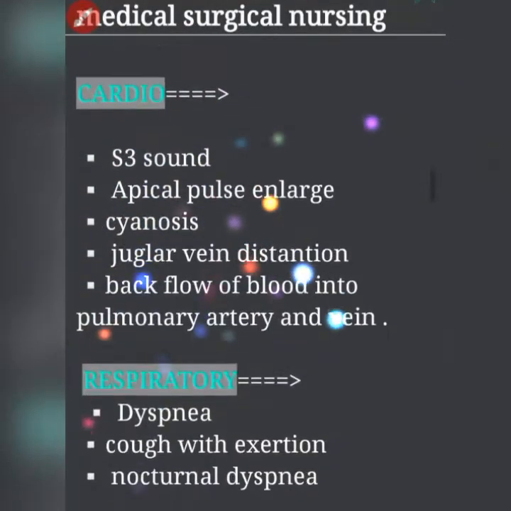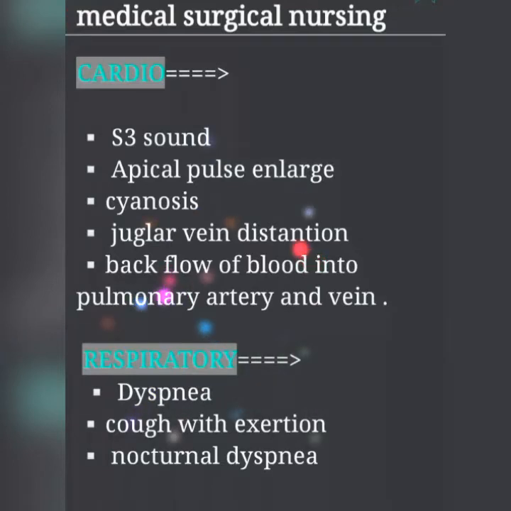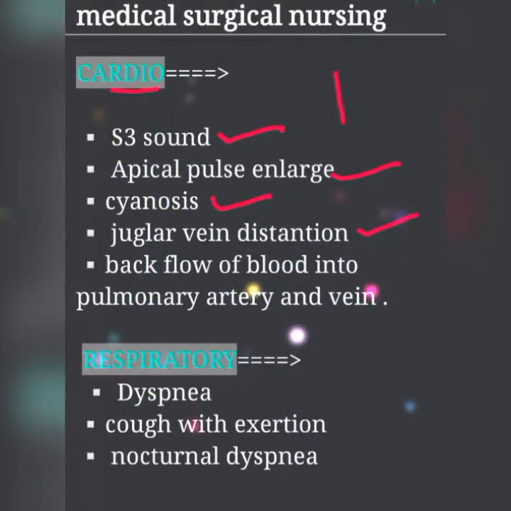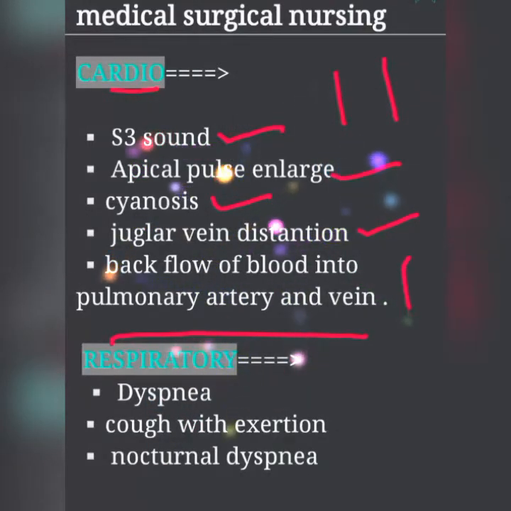Next, we will discuss the area-wise symptoms that we notice. In the cardiovascular system, an S3 sound of the heart can be heard, and the apical pulse will enlarge. There is cyanosis, that is bluish coloration of the skin, and jugular vein distension. The jugular vein is present in our neck. There is also backflow of the blood into the pulmonary artery and vein. So this is all about the cardiovascular system symptoms.